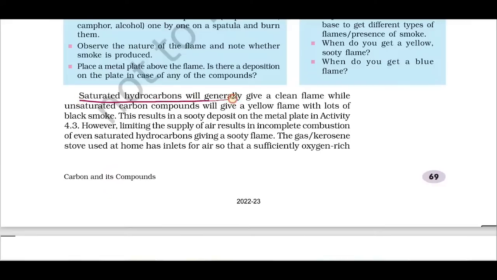Saturated hydrocarbons generally give a what? A clean flame, while unsaturated carbon compounds give a yellow flame. The burning of saturated hydrocarbon is an example of complete combustion, whereas the burning of unsaturated carbon compounds, which gives a yellow flame, is called what? Incomplete combustion. Why incomplete combustion? Because of limited supply of air. If you supply the air properly, what happens? It burns with a blue flame.